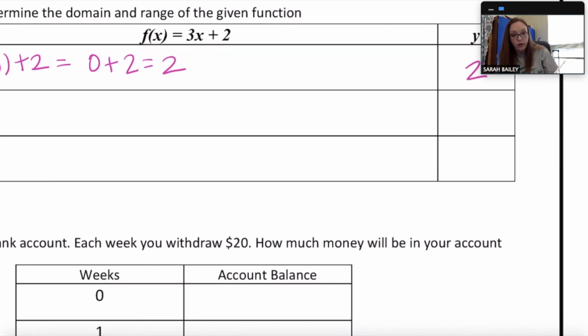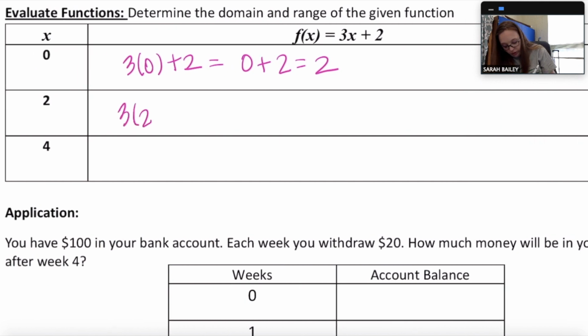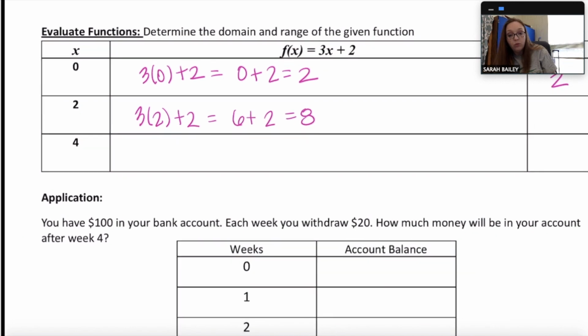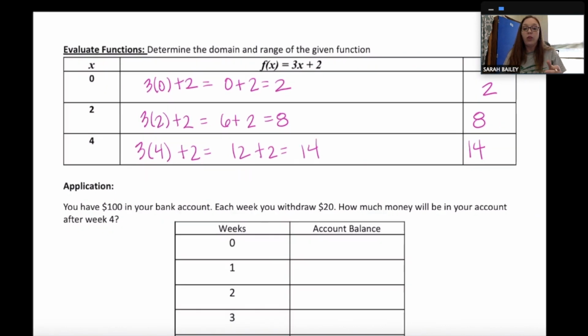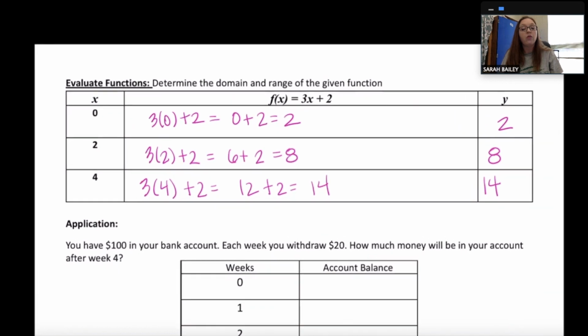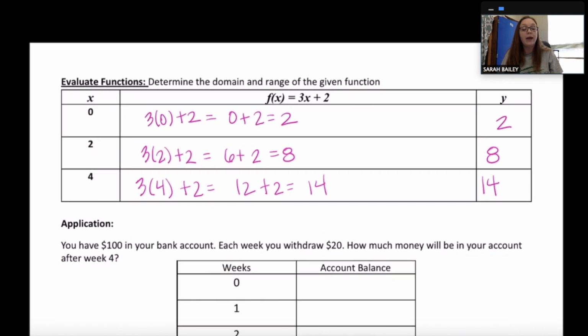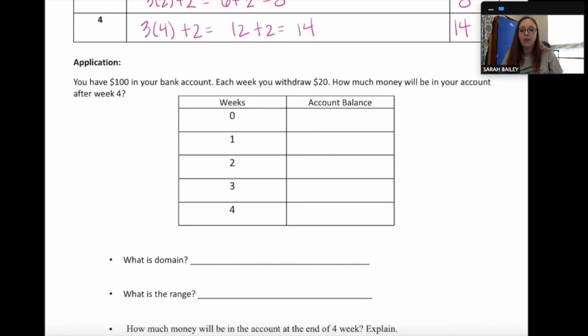So I'm going to put a 2 over there. And then I've got to substitute in a 2, so I'm going to do 3 times 2 plus 2. So that would be 6 plus 2, which is 8. And then I'm going to substitute in a 4, so 3 times 4 plus 2, which would be 12 plus 2, or 14. So the domain, if the domain is 0, 2, and 4, then the corresponding range would be 2, 8, and 14. Okay, I want you to try this application problem.